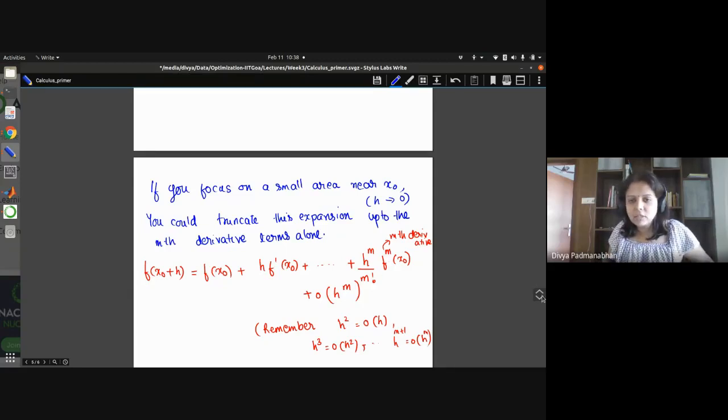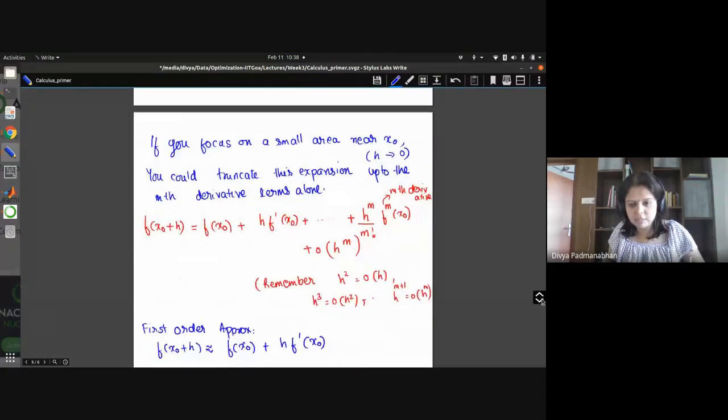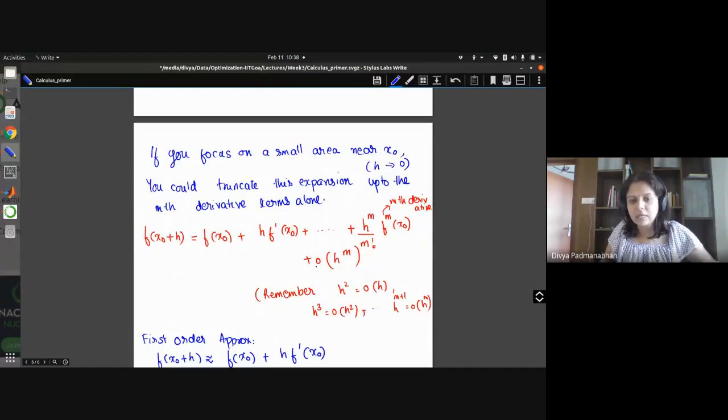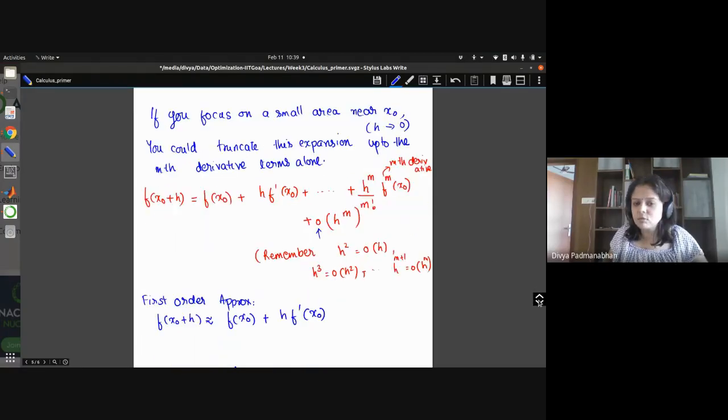All the rest of the terms that arise in the infinite summation, you can just compress with this O notation. This is small o. What it means is that the approximation for the rest of them is o of h power m. The rest of the terms are very small compared to h power m, so in some sense they are negligible.